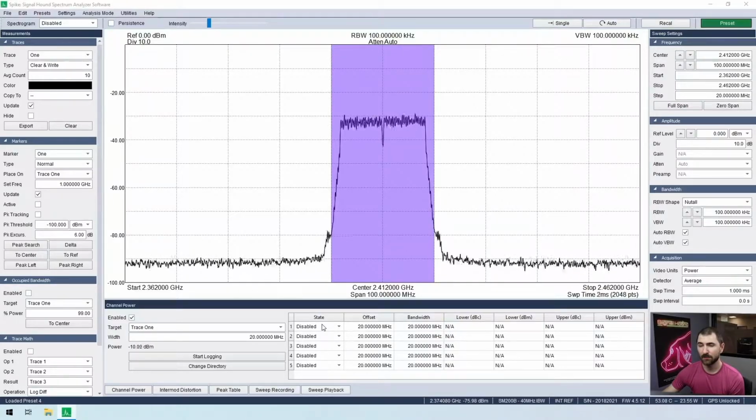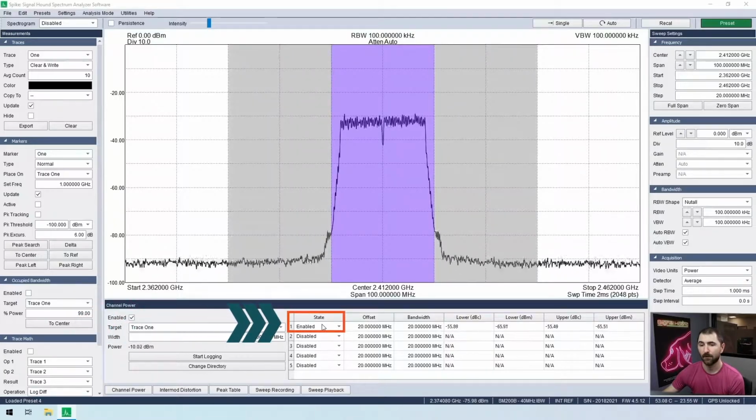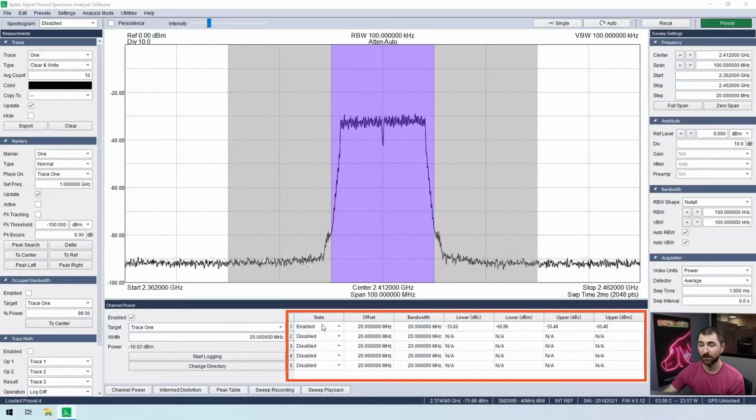Spike provides an easy-to-use adjacent channel power measurement. With the channel power measurement active, users can activate up to 5 adjacent channel power pairs. Each pair can be individually activated with their own offset and widths. Results are provided in a tabulated view.